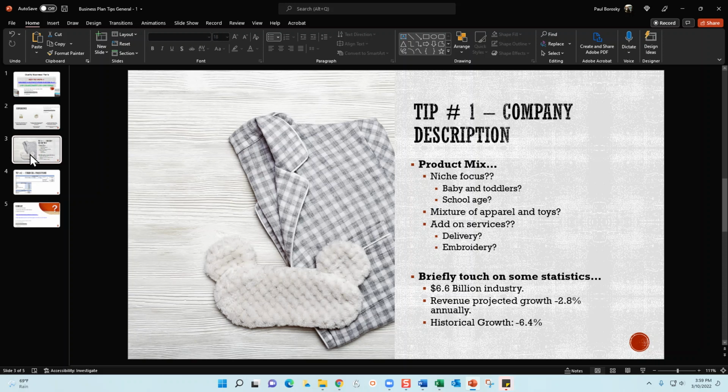And when you do that, you're going to add credibility not only to yourself, but also to your document. So there's a lot of benefits to including statistics and showing the reader that you do know what's going on, and that not only can you run the business, but you understand the trends, and you're going to be able to grow it. So when you write your company description section, try to include some statistics, 2 or 3 of them throughout the section.